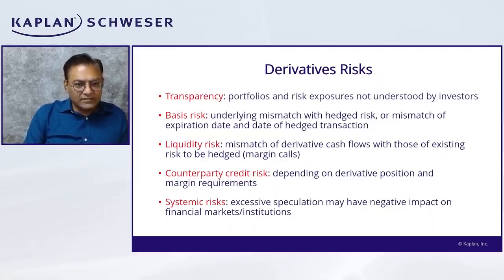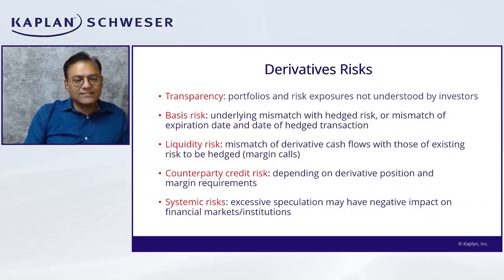Liquidity risk is where there is a mismatch of derivative cash flows vis-a-vis that of the underlying portfolio. For example, if you get margin calls, there is a cash flow that needs to be met. Cash needs to be arranged, which may not be the same time that you receive cash from your underlying portfolio. Counterparty credit risk depends on the derivative position. If you are looking at an OTC contract, you're concerned about your counterparty defaulting.